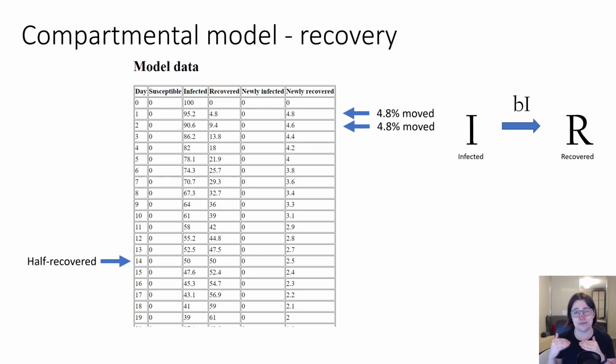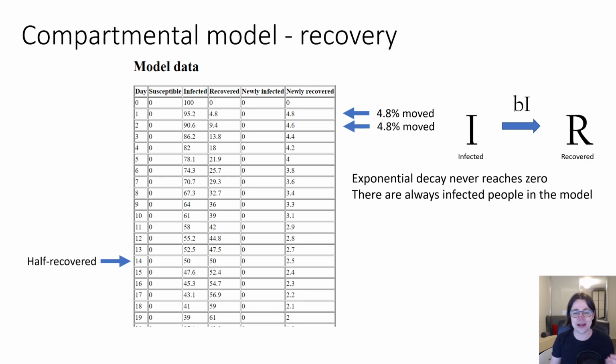The thing about this type of model, though, is that it's what's called an exponential decay. No matter how long you run this, there will always be a few people left in the infected. It goes from 50 down to 47, down to 45, down to 43. Even when it gets down to very, very small numbers, there's always just a little bit of infected people left over. So there's a problem with that, and that is that the exponential decay never reaches 0. And that means that there are always infected people in the model.